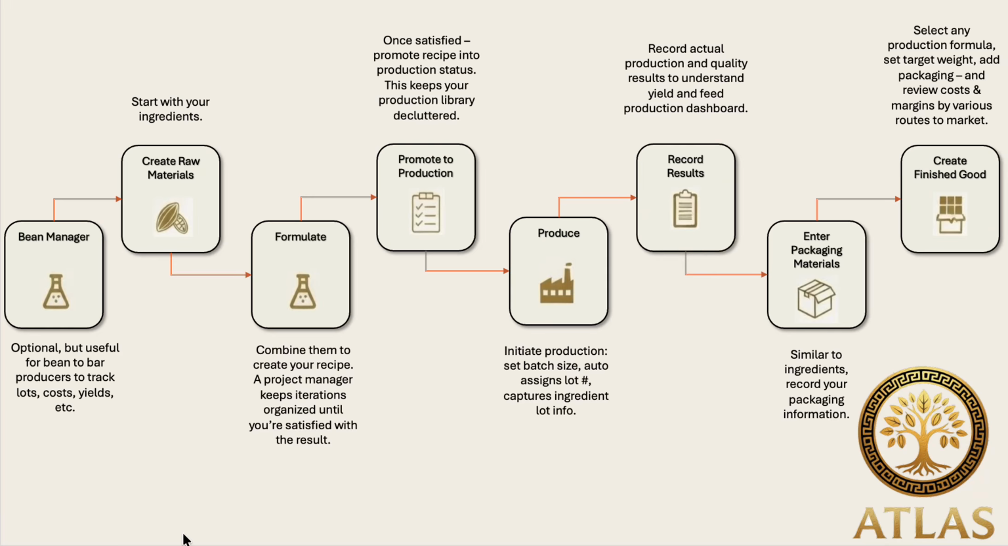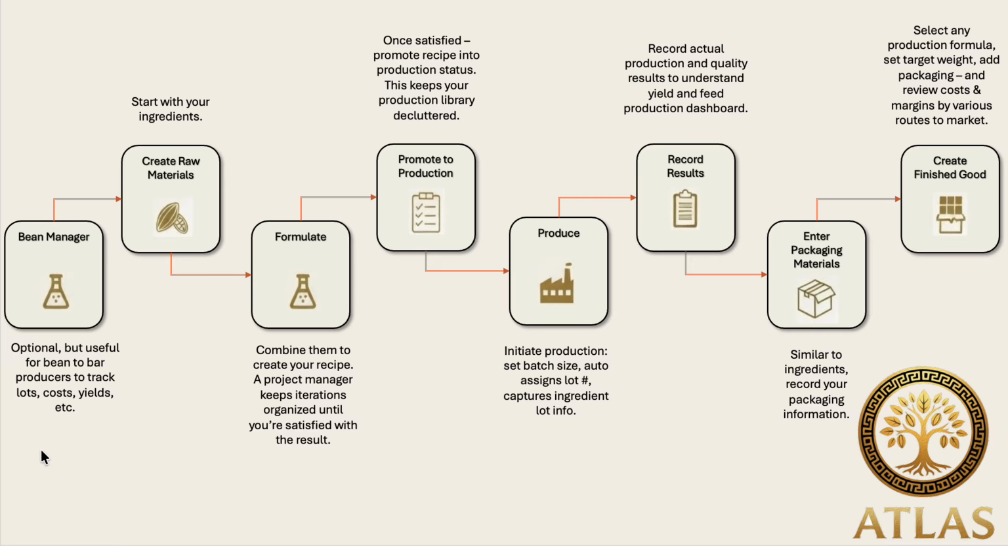It starts with a blank slate. Atlas doesn't know anything about your raw materials until you tell it about your raw materials. It's one of the benefits of Atlas, right? It's using your raw materials, not generic raw materials. And so the very first thing you'll be presented with is the bean manager. This is really optional. You don't have to use the bean manager. It's completely fine if you skip this.